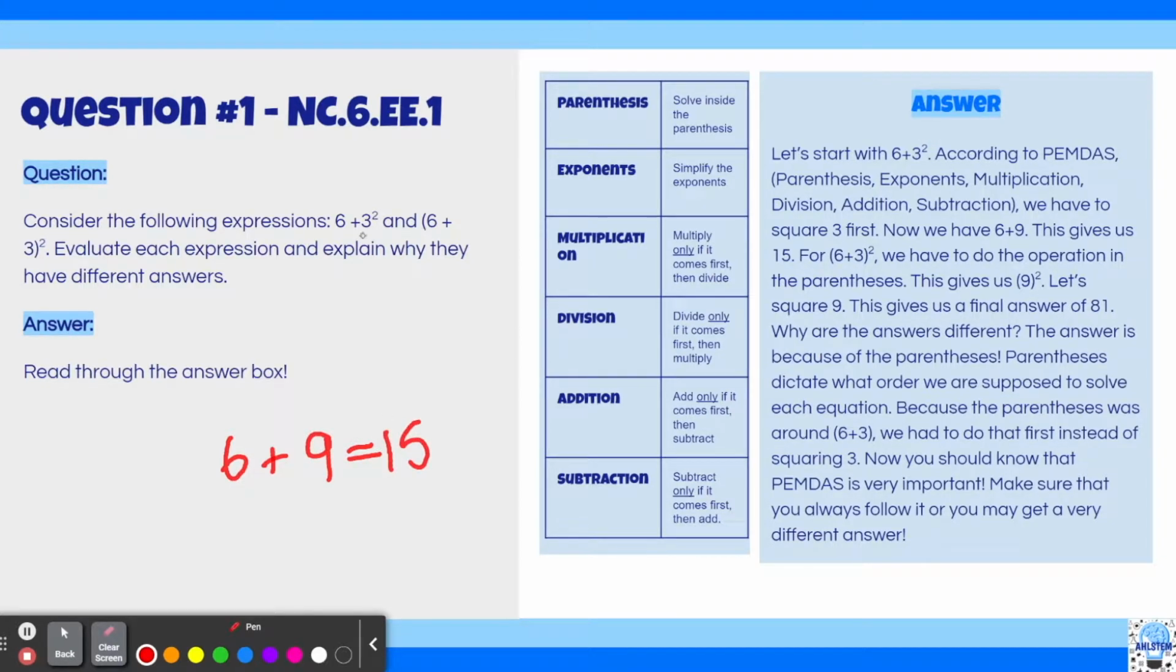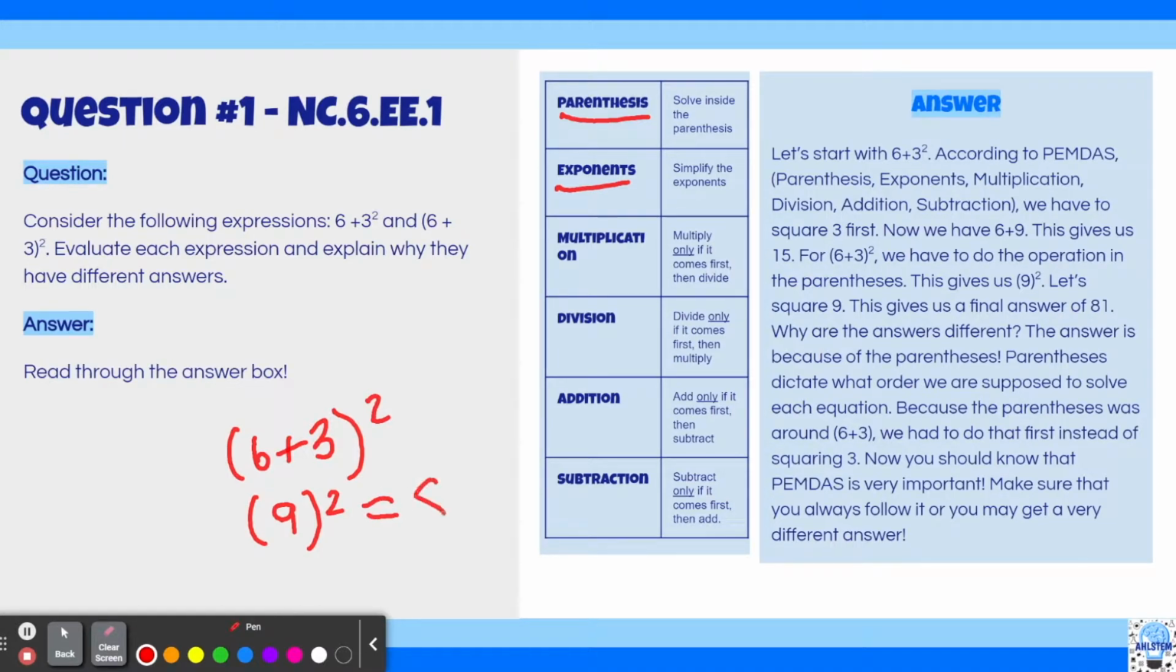Now, when we have the quantity of 6 plus 3, squared, what that means is that I have to solve 6 plus 3 first, because we have to do what's in the parentheses first, and then we have to do our exponents. When I solve what's in the parentheses, I get 9 squared, and when I solve that, I get 81. So when I did 6 plus 3 squared, I got 15, and when I did the quantity of 6 plus 3, squared, I got 81.